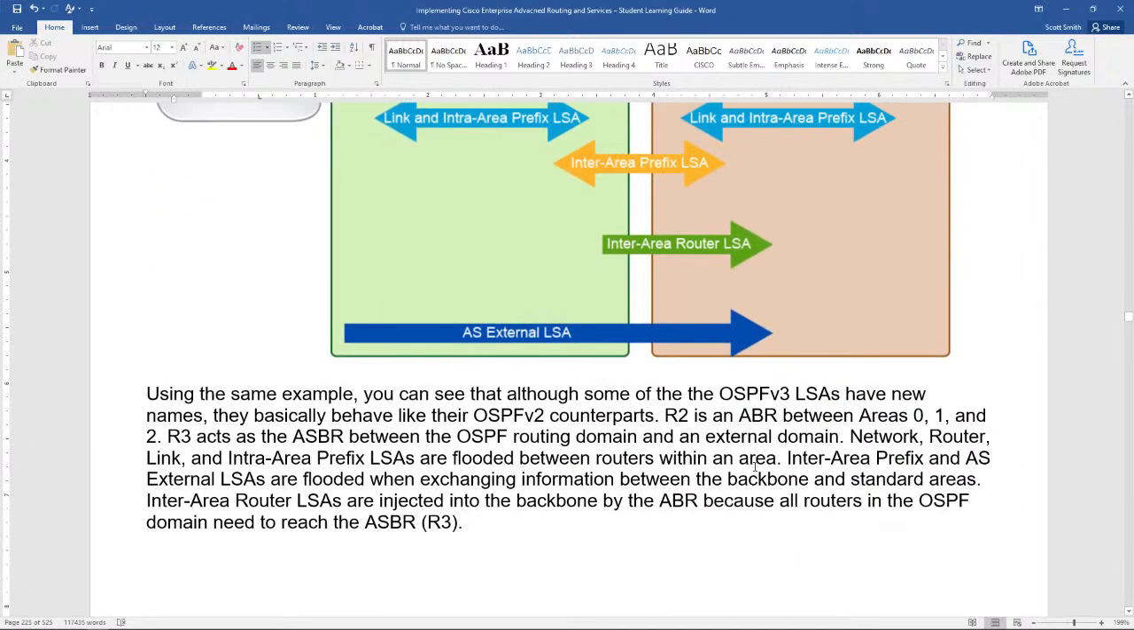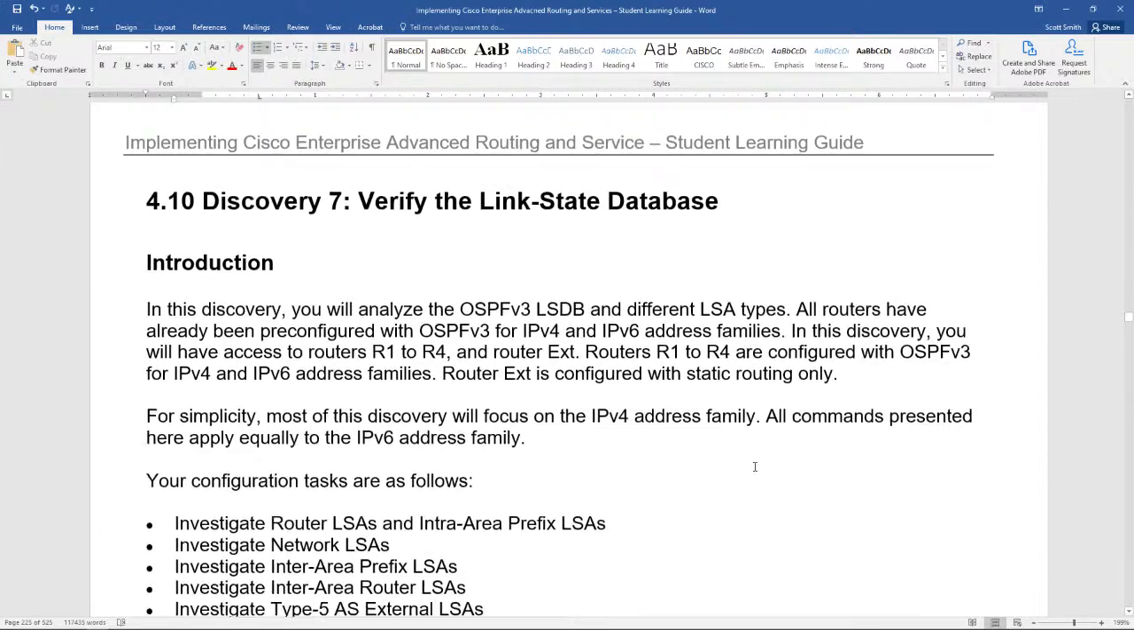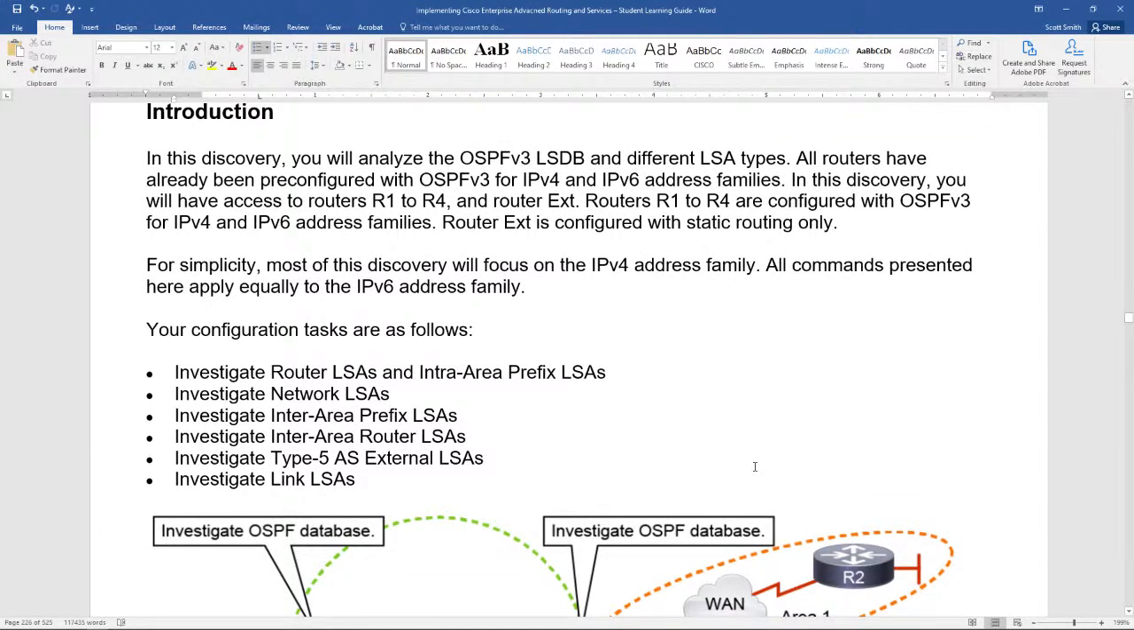All right? So that being said, let's go ahead and get into our discovery, where we're actually going to take a look at this in the actual command line. I'll play around with it and change the configurations a little bit to give you an idea of what this looks like. I'll do Wireshark captures and debugs, so you can see how these LSAs are treated.